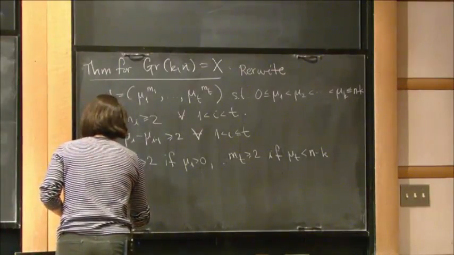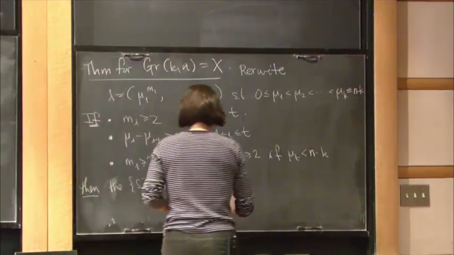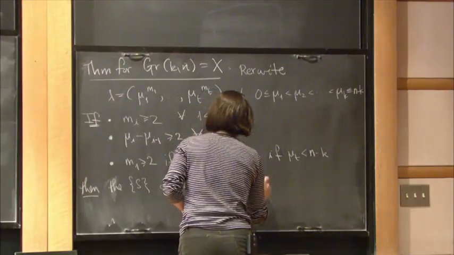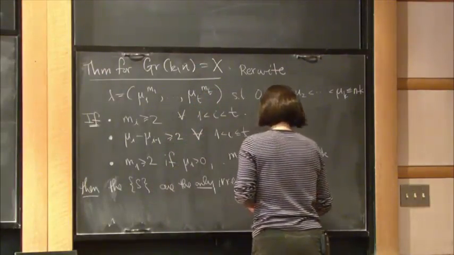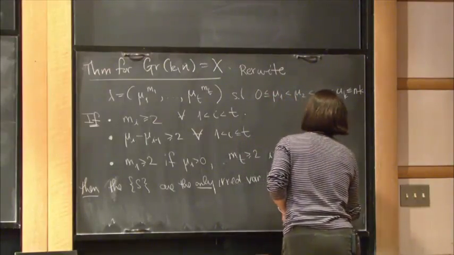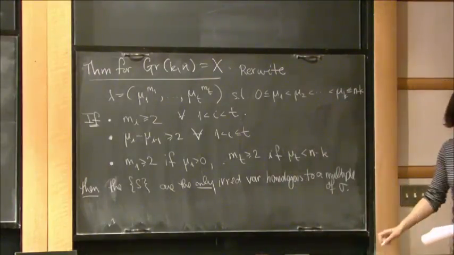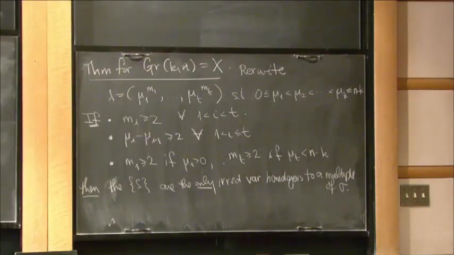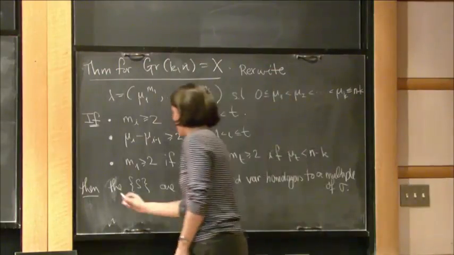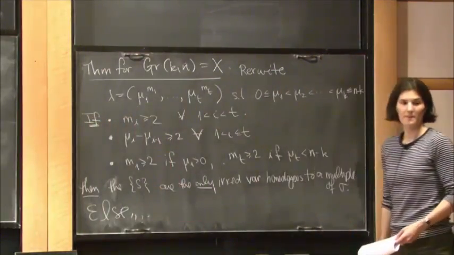The Schubert varieties are the only irreducible varieties homologous to a multiple of your Schubert class, multiple of sigma. Okay. And you can write down other explicit geometric descriptions for the classical cases. And we'll talk about later what happens when this fails.